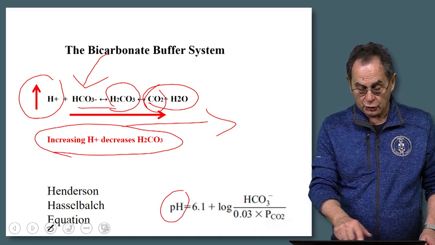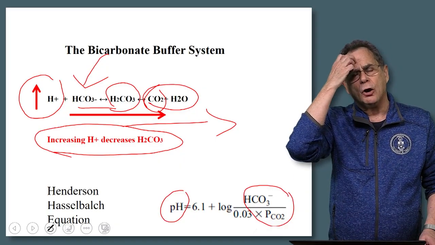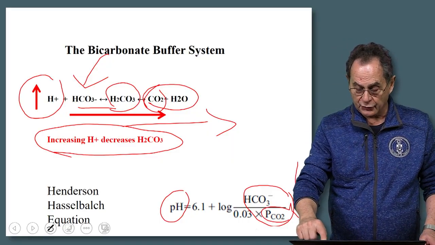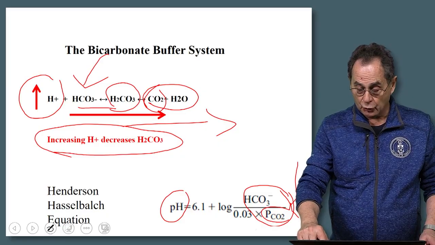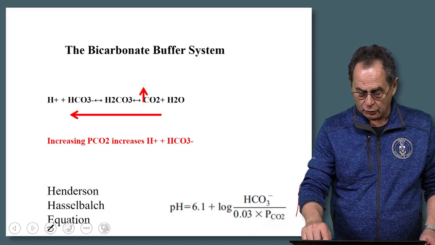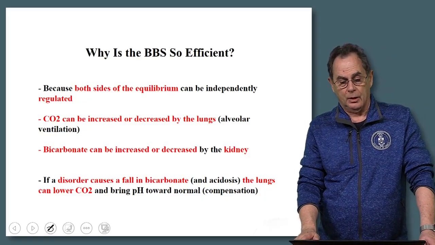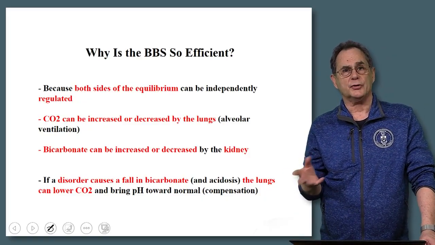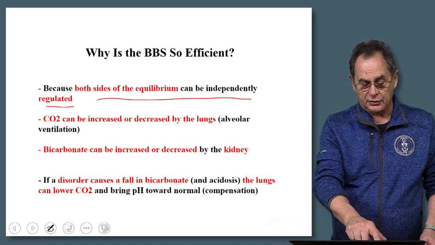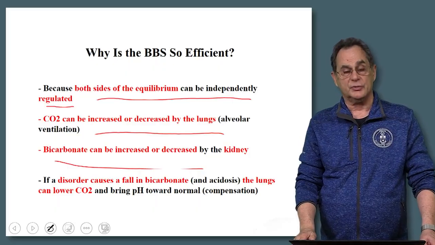And the pH, shown here in the Henderson-Hasselbalch equation, is a function of the bicarbonate concentration over the partial pressure of PCO2. So as bicarbonate levels fall and PCO2 levels rise, you can see that actually this log value will decrease and the pH will decrease, reflecting the rise in the hydrogen ion concentration. So why is the bicarbonate buffer system so efficient? Well, because both sides of the equation can be independently regulated. CO2 can be increased or decreased by breathing, and bicarbonate can be increased or decreased by the kidney.